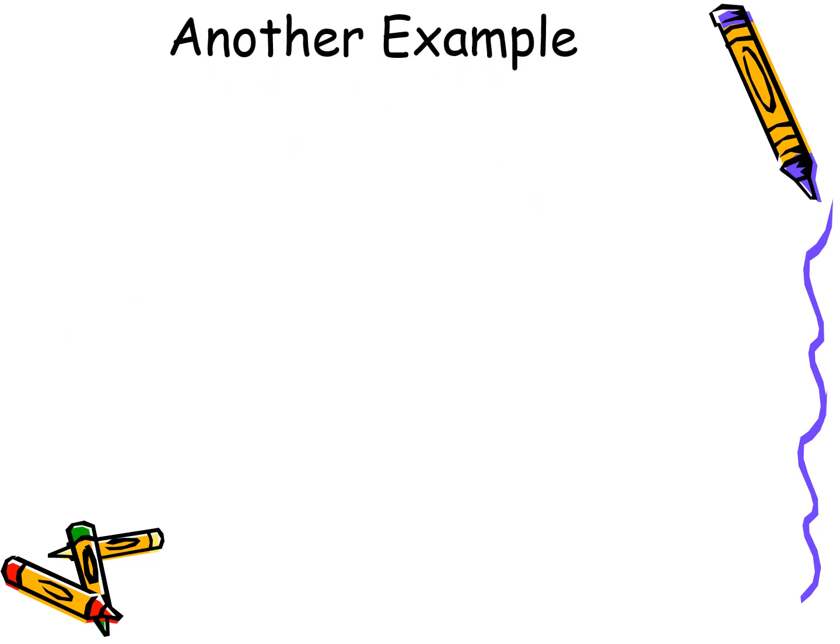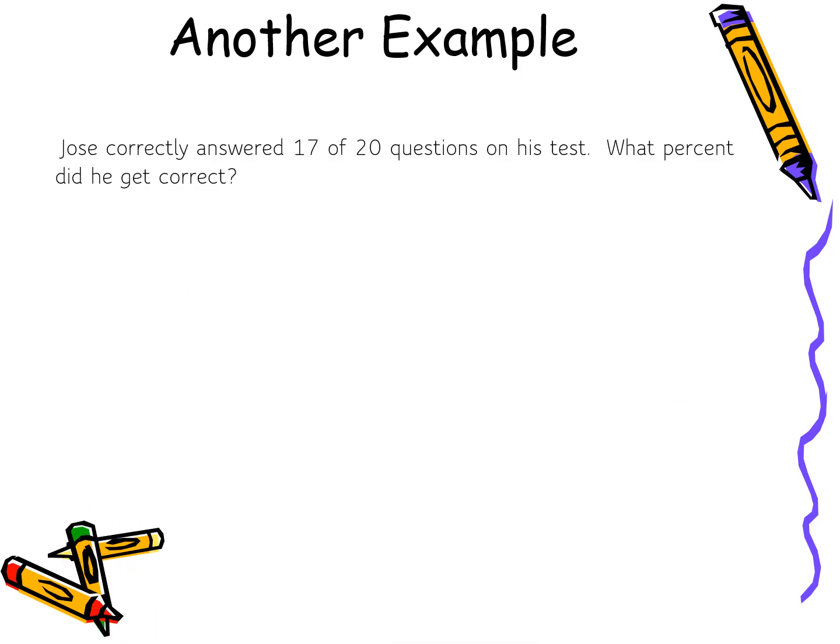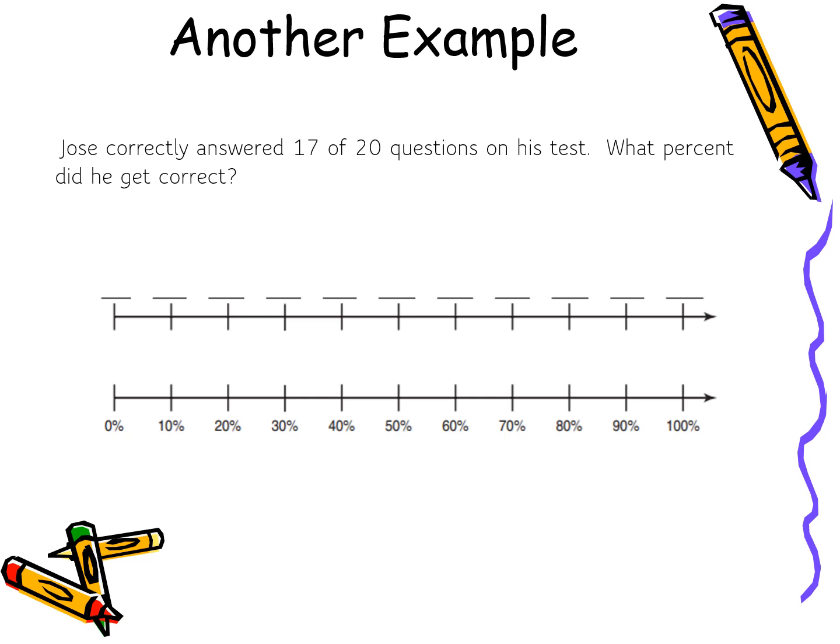Let's look at another example. This example is very familiar to students. It deals with questions on a test. Students are always curious to find out what is their percent on their test. A double line diagram can help them to determine that answer.